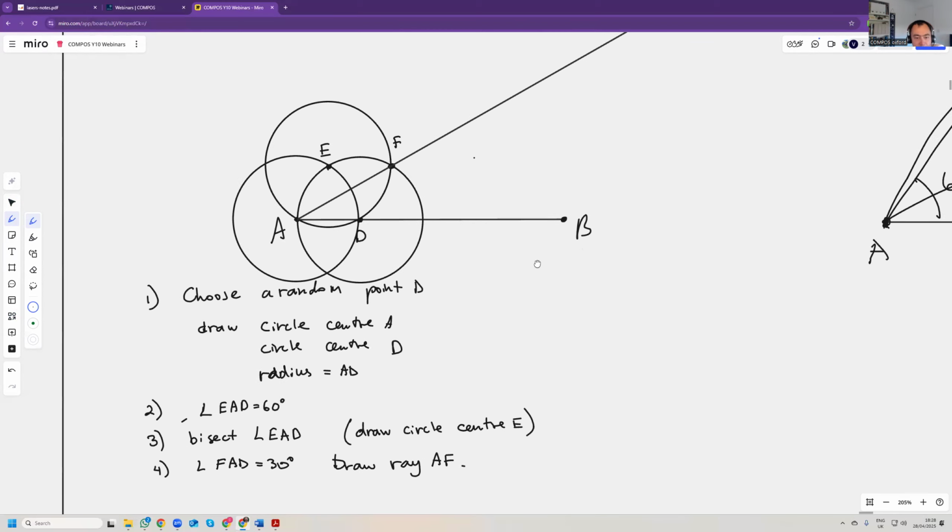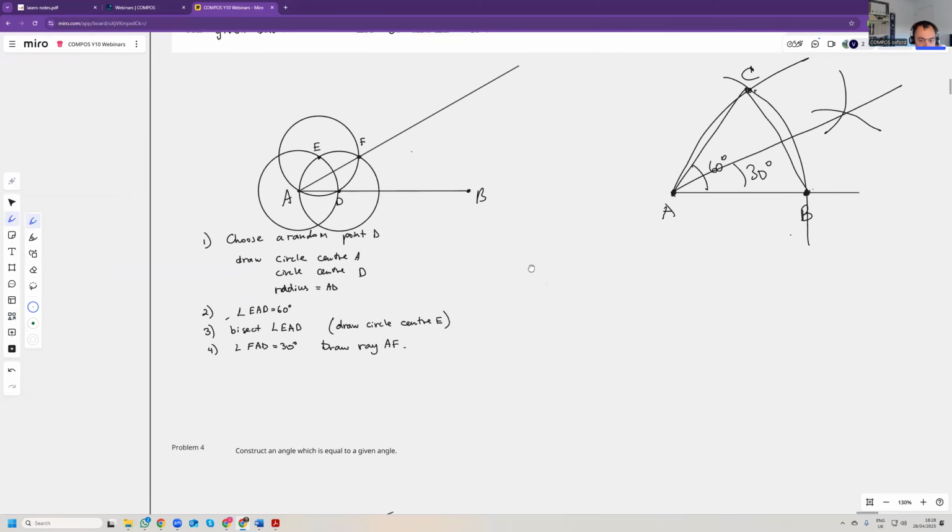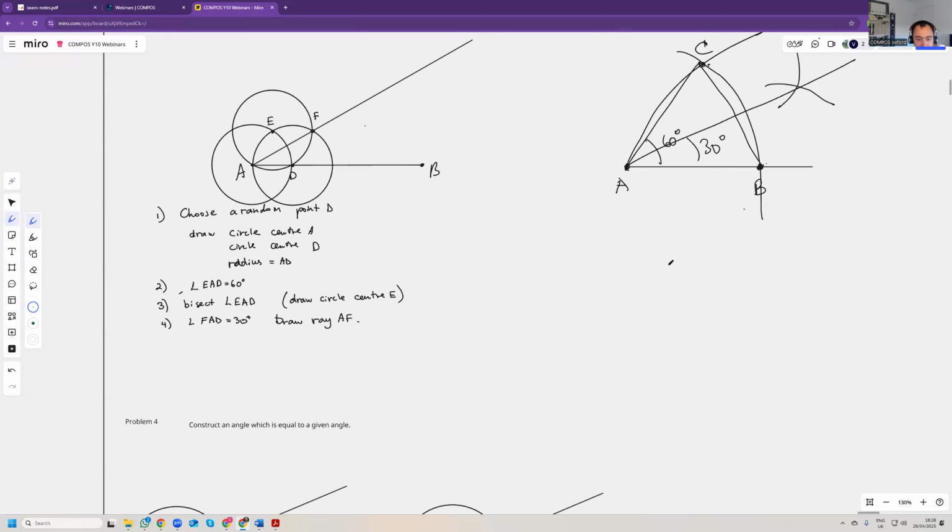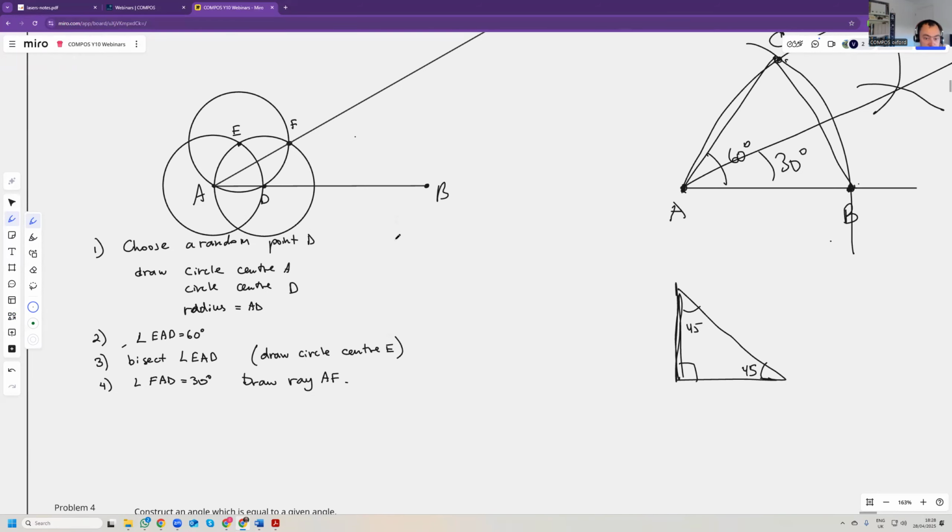Now we need the 45-degree angle. To do the 45-degree angle, we will use a right-angled isosceles triangle. So it's a 45, 45, 90 triangle. So how will we do that? Well, it's actually quite straightforward.